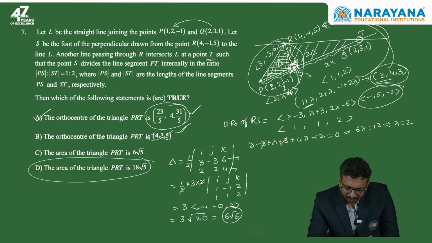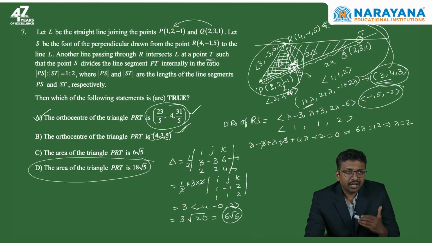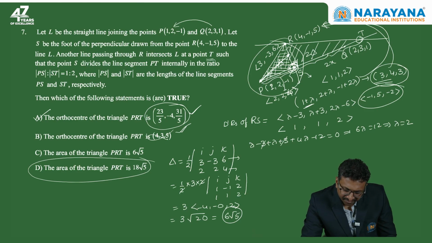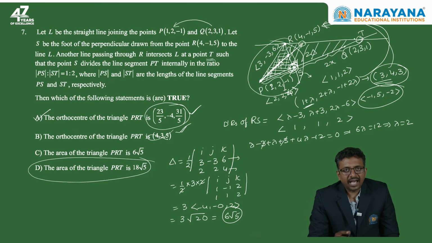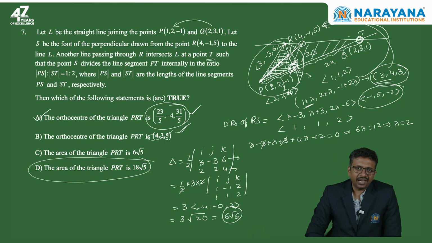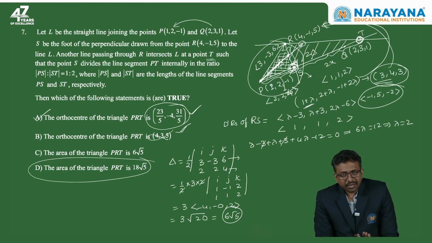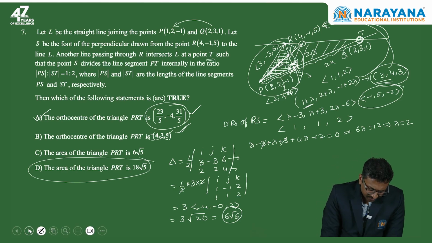Once you get this point, for better confirmation of your answer, you find the DRs of this line and then check whether they are perpendicular to this line RT. For that, you will also have to find the point T and go forward. It's a lengthy question according to me, but if you do it carefully, you'll get the answer. So let's go for the next question.